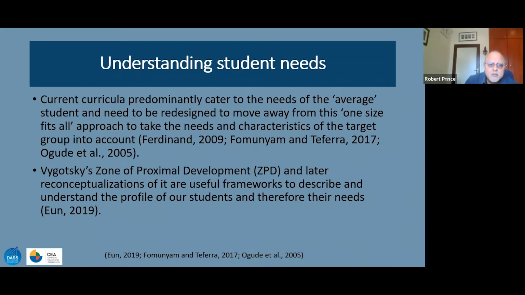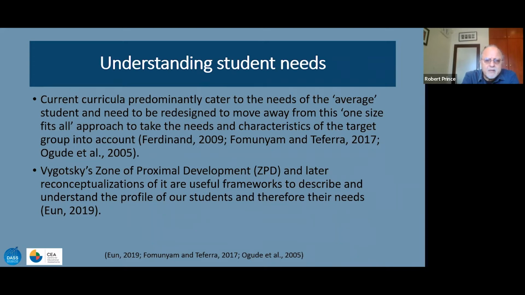So, understanding the student needs. Current curricula predominantly, not always, but predominantly cater to the needs of the average student and need to be redesigned to move away from this one-size-fits-all approach to take the needs and characteristics of the target group into account.